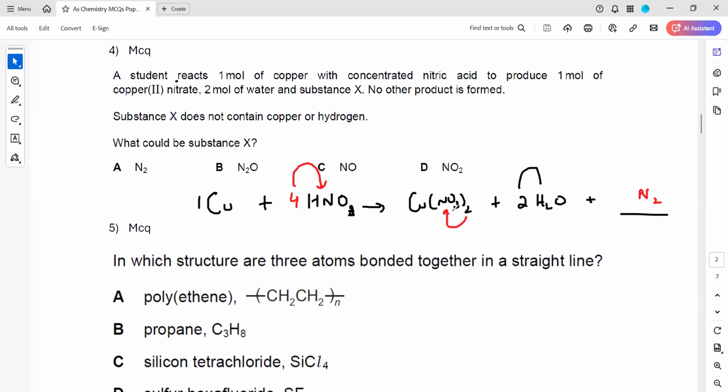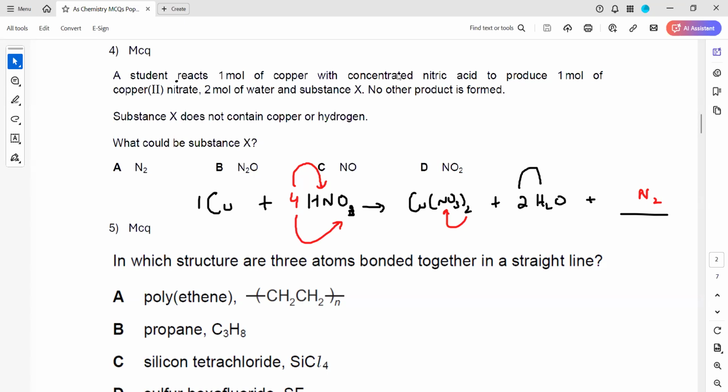If 2 moles, then 2 nitrogen is balanced as well, if N2 was there. But what about oxygen? 4 multiplied by 3 is 12. Here 3 multiplied by 2, 6, 7, 8. So it cannot be nitrogen. Why can it not be nitrogen? Because if it was nitrogen, oxygen cannot be balanced. So that's why it cannot be nitrogen.